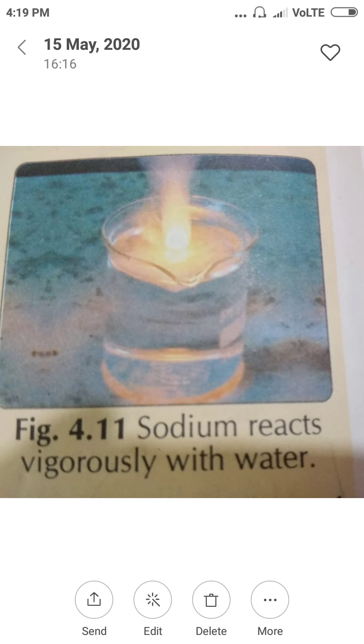Method: cut a small piece of sodium with the help of a knife and remove the kerosene by pressing the piece between the folds of a filter paper. Take a 250 ml beaker, fill 3/4 of it with water. Now put the pieces of sodium into the beaker.